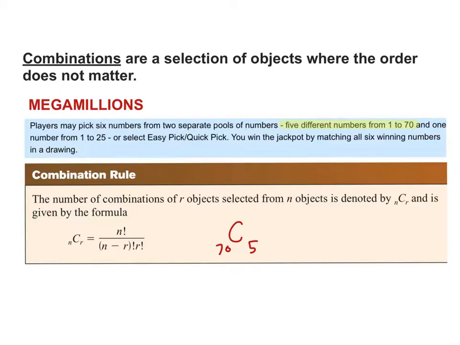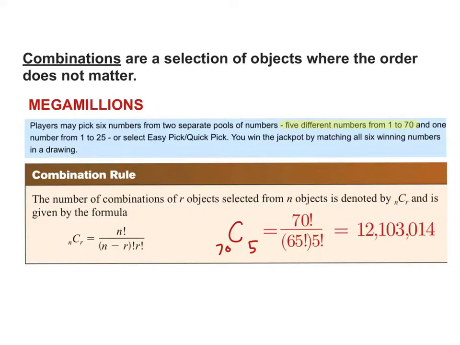Again, the difference between permutation and combination is 2 things. One, the order matters for permutation; for combinations, order doesn't matter. Two, the formulas are different, but not by much. The combination formula has that extra r factorial on the bottom. So when I plug it in, it's going to look like this: 70 factorial over 65 factorial times 5 factorial on the bottom. The permutation piece would have just not had the 5 factorial on it.